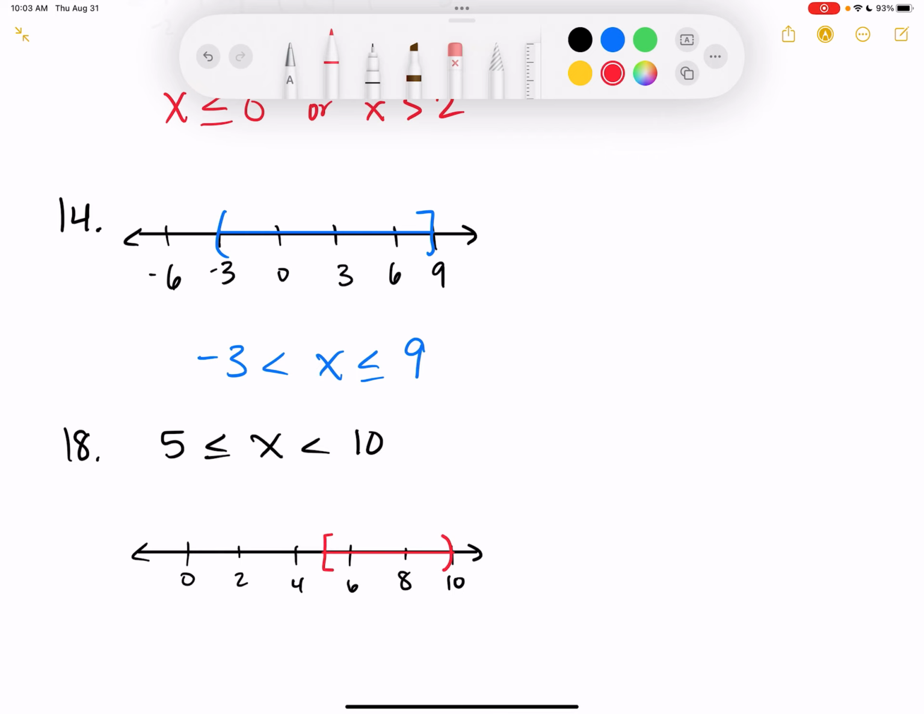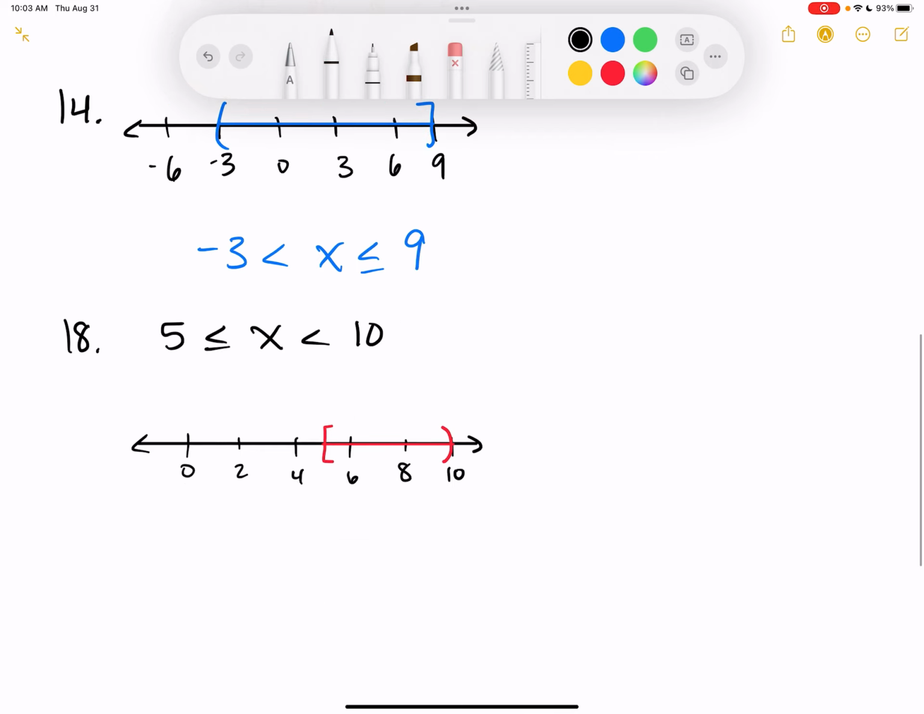All right, and then 20, x is less than or equal to -1, or x is greater than 1.